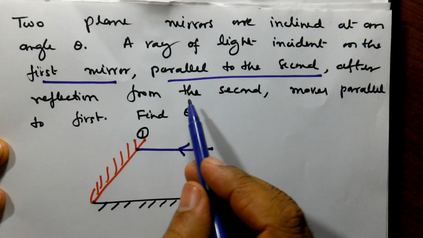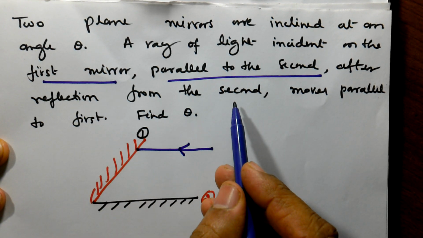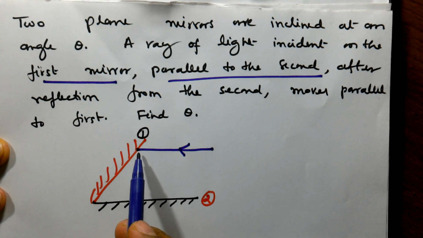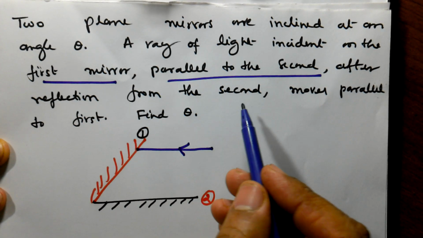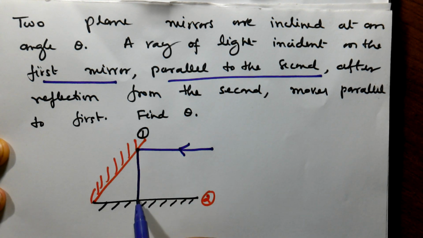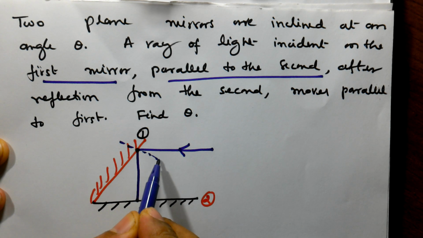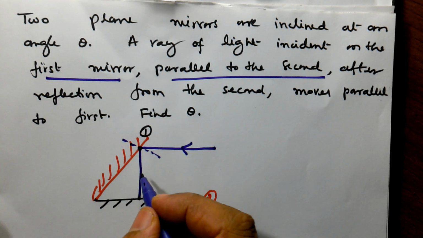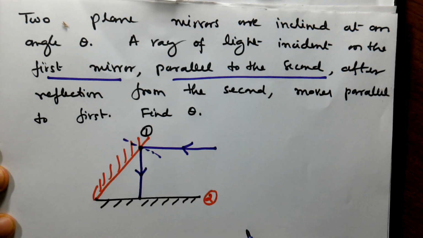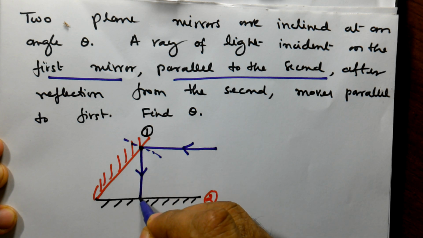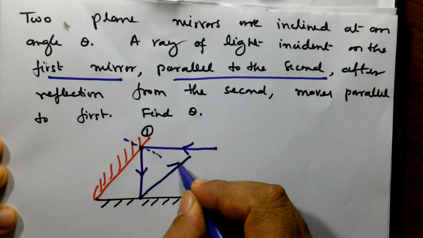And then what about the next one? After reflection from the second, of course, first reflection should occur in the first mirror. But they say after reflection from the second, it moves parallel to the first. Okay, let it undergo reflection like this. Here angle of incidence and angle of reflection must be the same, and you have to draw a normal. But their argument is after reflection from the second, it moves parallel to the first. Okay, parallel to the first means it is like this. Am I right?